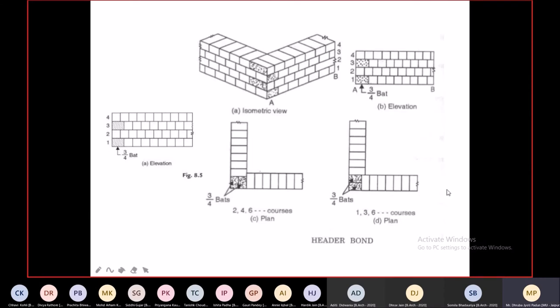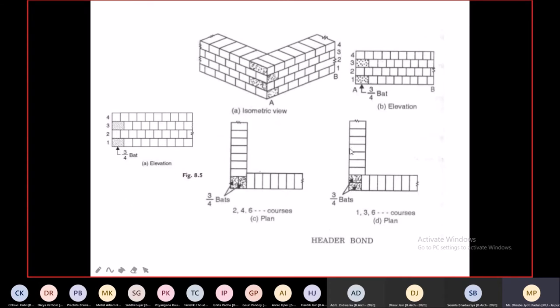Now you could see the thickness of the wall. This is the plan of the 2, 4, 6 courses with this sequence, and the plan of this sequence 1, 3, 5. It should be 5, correct? So 1, 3, 5, 7, like this. So this is the isometric. This is the elevation. This is again the elevation.